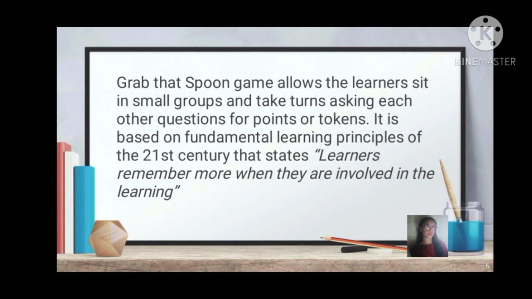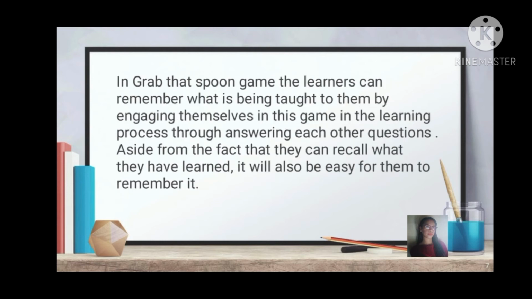Grab That Spoon allows the learners to sit in small groups and take turns asking each other questions for points or tokens. It is based on fundamental learning principles of the 21st century that state learners remember more when they are involved in the learning. In Grab That Spoon, the learners can remember what is being taught to them by engaging themselves in the learning process through answering each other's questions.